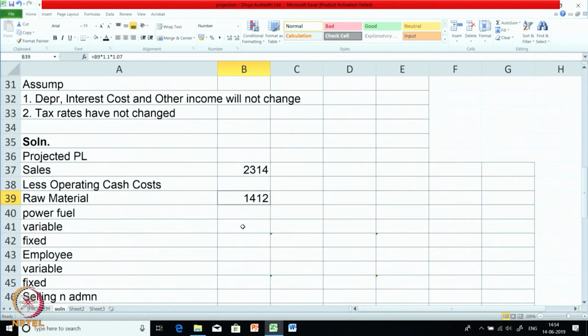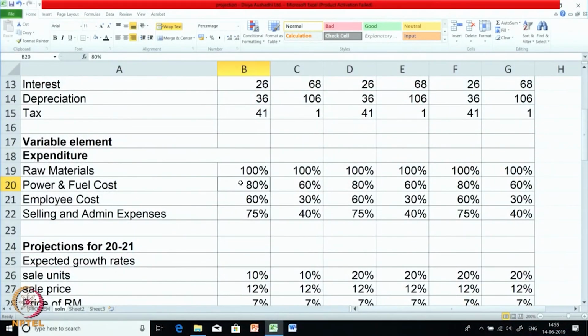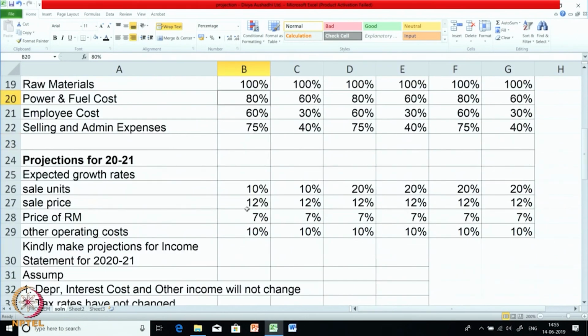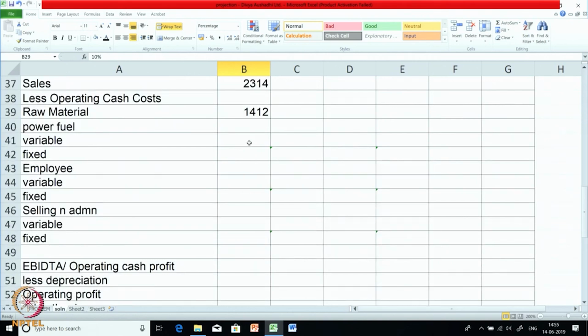Okay. Now when it comes to power and fuel, actually you have to do two things. First of all, out of last year's power and fuel cost, apply the percentage of variability. You can see 80% is the variable element, and for the variable element there will be two changes: 1.1 because of change in units, and again 1.1 because other operating costs, which include power, have also increased by 10%. Getting it? I will just show how it is done.